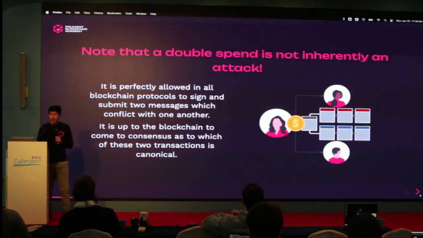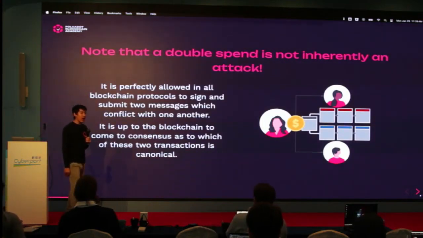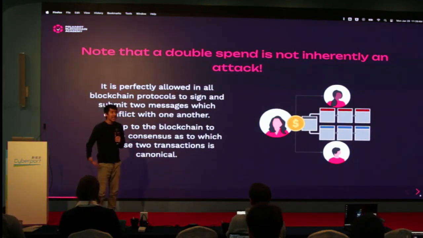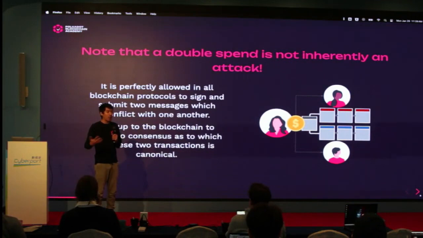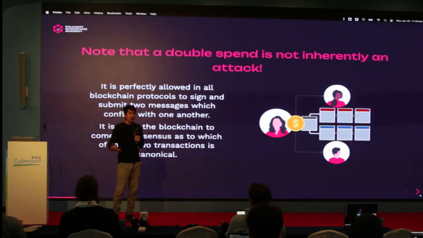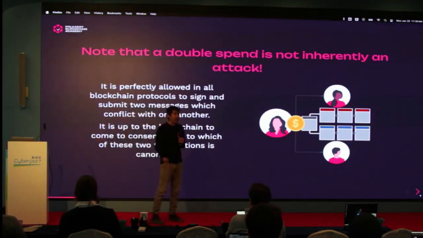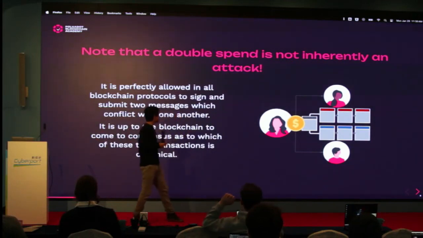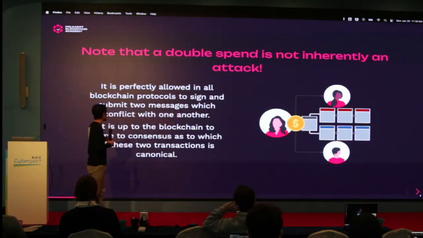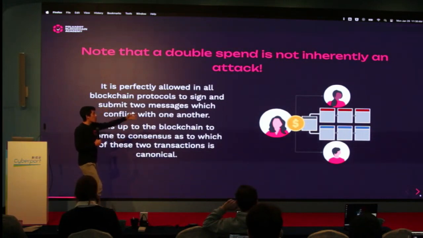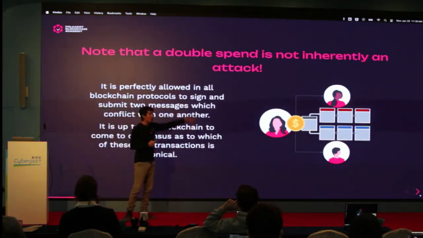I want to note that a double spend is not inherently an attack. Actually, if you remember, the whole point of blockchains is to come to consensus about a double spend. A double spend is a perfectly valid operation on any blockchain. A double spend being that I have some tokens and I do two transactions at the same time to two different users. It is the point of a blockchain to come to consensus about that activity, right? So a double spend is not inherently an attack. It is up to the blockchain to figure out which of the two blockchains is the valid one.